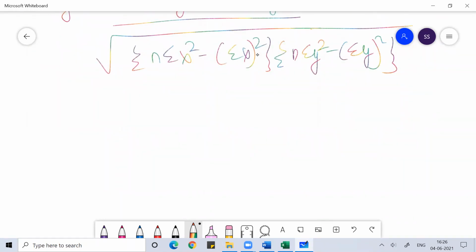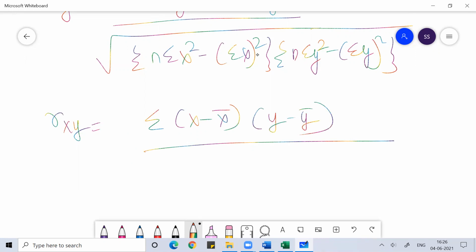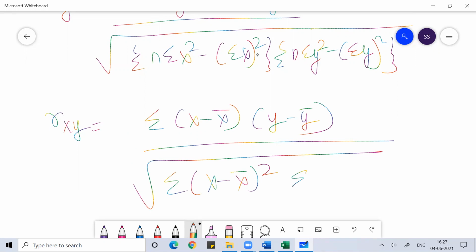Another formula of R is summation of x minus x bar into y minus y bar divided by under root of summation of x minus x bar whole square into summation of y minus y bar whole square. This is another form.